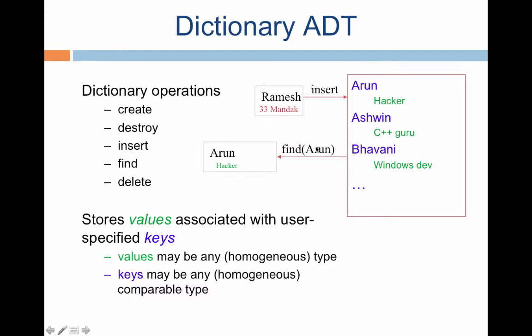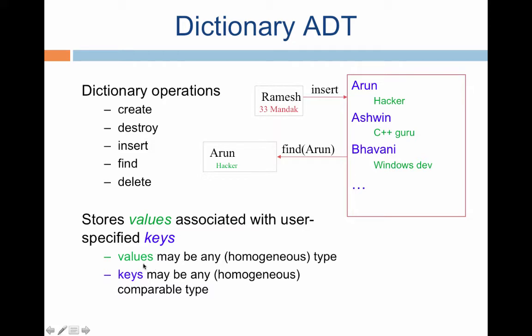Now, when the query find Arun is made to this dictionary, the response is the key that has been found with any other attribute that is present. In this case, because Arun has the attribute hacker, the response of the find Arun function is to return the key Arun along with some values that are associated with the particular key.